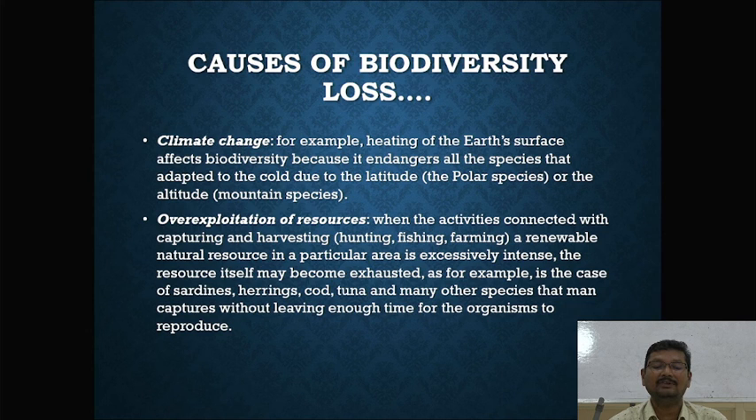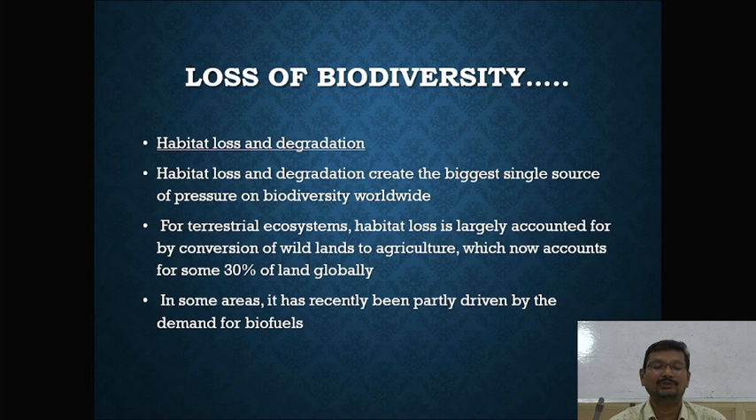When the activities connected with capturing and harvesting, hunting, fishing, farming of a renewable natural resource in a particular area are exactly intense, the resource itself may become exhausted. As for example, the case of sardines, herrings, cod, tuna, and many other species that man captured without leaving enough time for the organisms to reproduce.